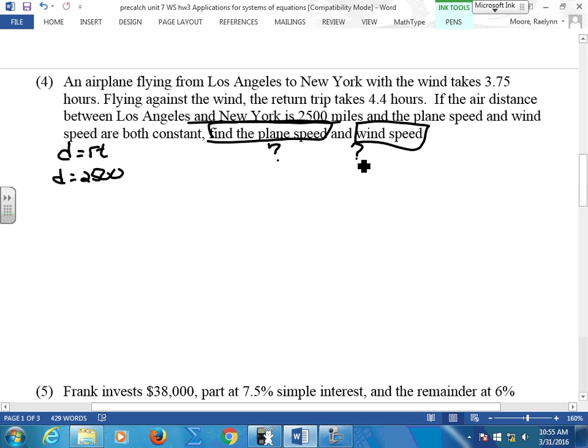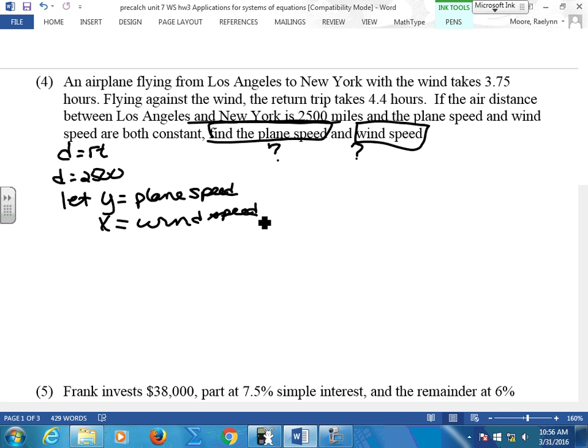So these are our unknowns. This is where my let statement goes. What do you want to make equal to the plane speed? Just because you did it, we might as well stick with yours. And then let x equal the wind speed. Does it matter, to be honest? No, it doesn't matter at all. But the way we set up the equation is going to matter.